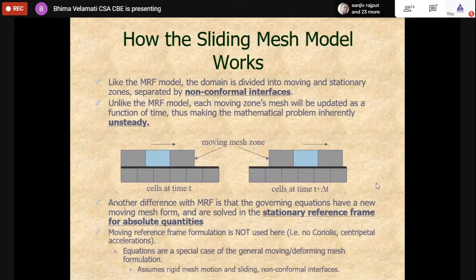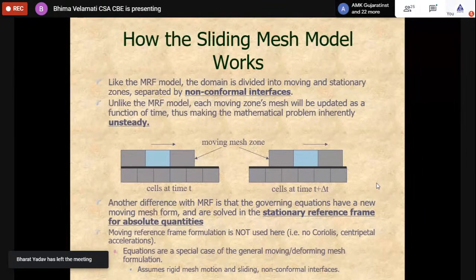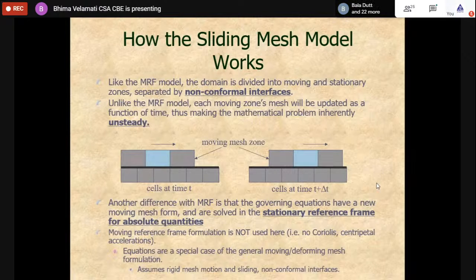So what is the difference between MRF and the sliding mesh model? In MRF, wherever there is a rotating zone, you solve a rotating Navier-Stokes. In the stationary zone, you solve a stationary Navier-Stokes. Here, in the sliding mesh model, you solve the complete domain using the stationary reference frame equation. Stationary Navier-Stokes, which is the normal Navier-Stokes that we use.